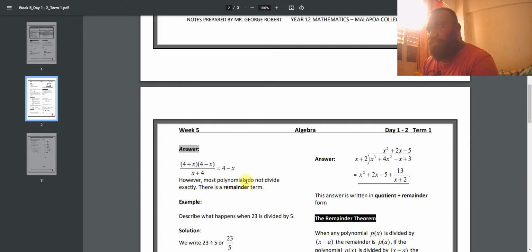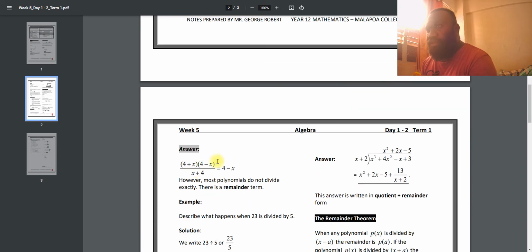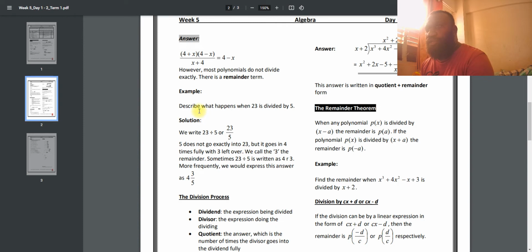However, most polynomials do not divide exactly. There is a remainder. So what we've done in A and B, we are left with a remainder here, a remainder here. Okay, good. Moving on.